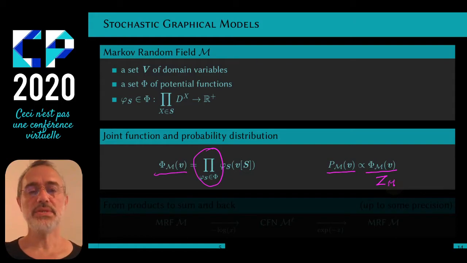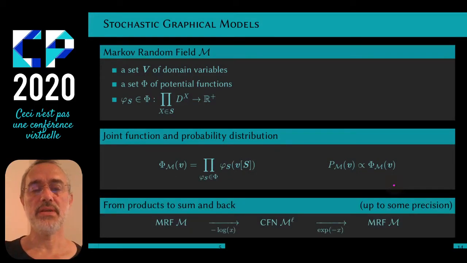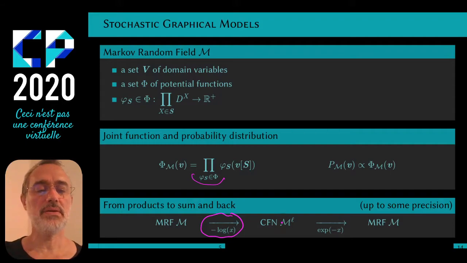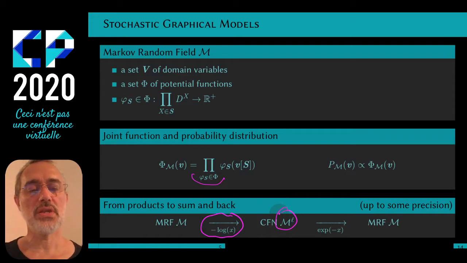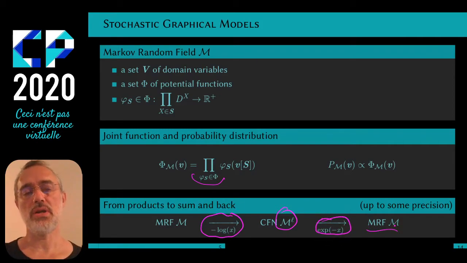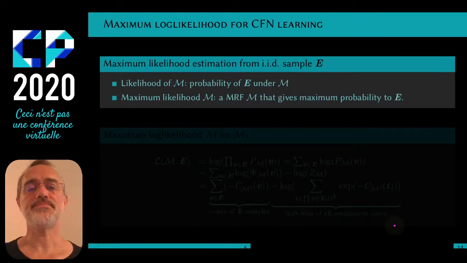And it's easy to see the connection between MRF and CFN. Essentially, you have a product here. We add a sum for CFN. So using a minus log X transform, maximizing the probability in the MRF will be related to minimizing the cost in the associated cost function network that we denote as MR. And an exponential minus X transform will go back to the original MRF, although we don't need this.